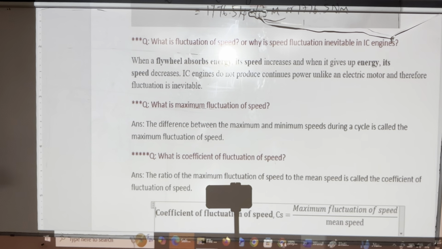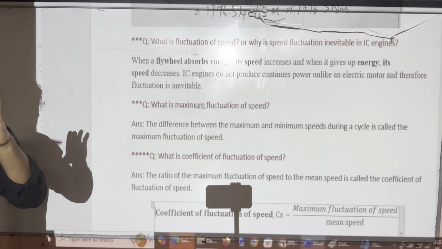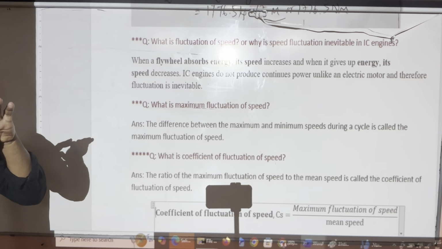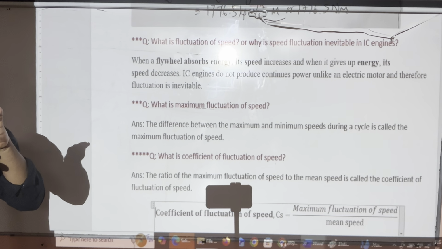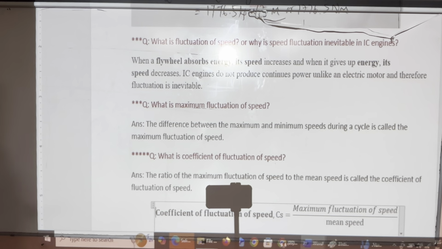Suppose the engine is revving at 1000 rpm, and if you observe throughout the cycle, at some point it increases speed to 1010, and at some point it decreases to 990. That means the fluctuation of speed is 1010 minus 990, which is 20. That is the fluctuation of speed.